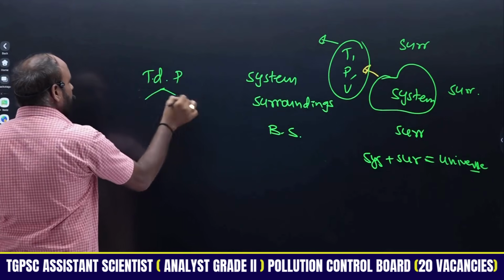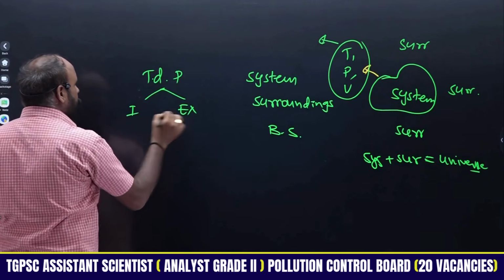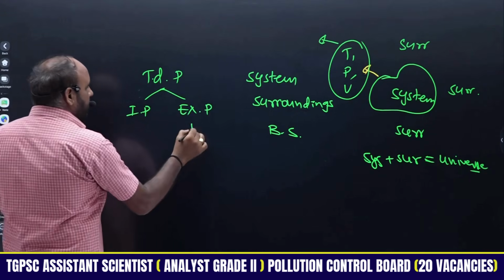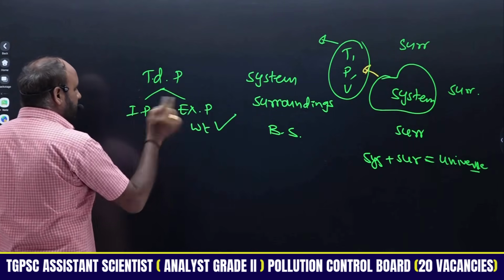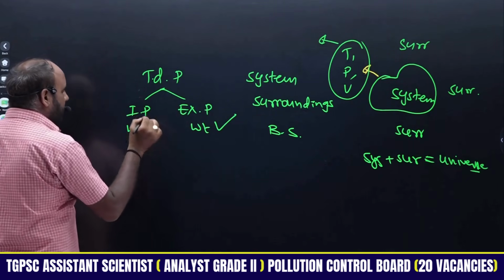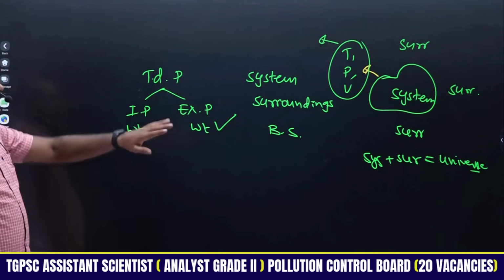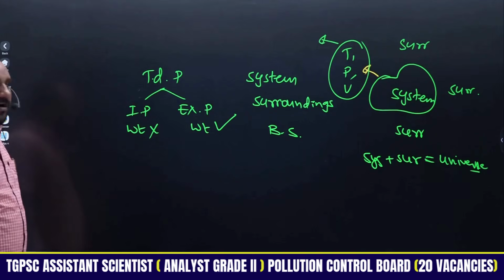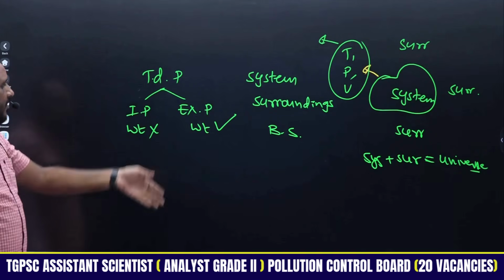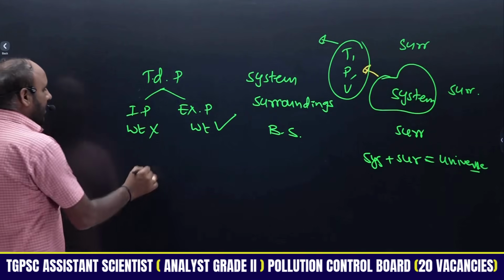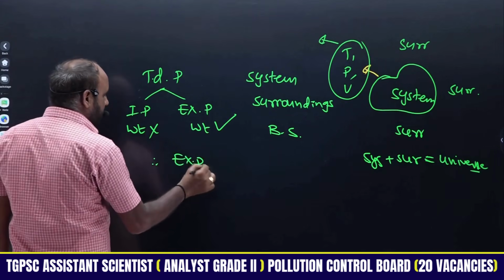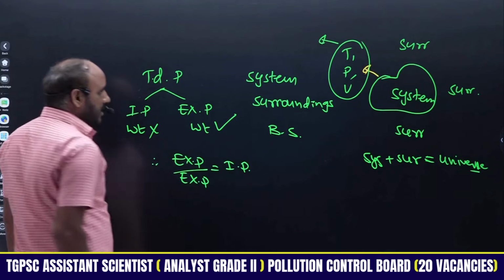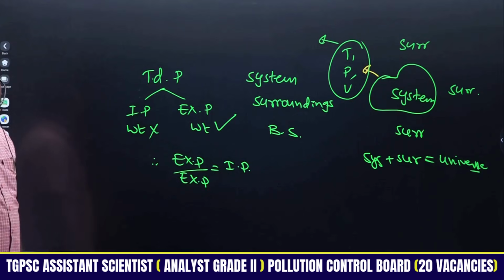Thermodynamic properties are intensive and extensive, right? A weight-dependent property is an extensive property, and a weight-independent property is an intensive property. The properties are segregated based on dependence on weight or number of moles. The ratio of two extensive properties becomes an intensive property, right? So this all was covered in the previous class.